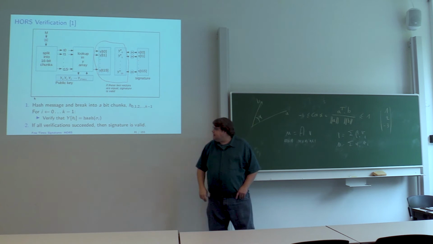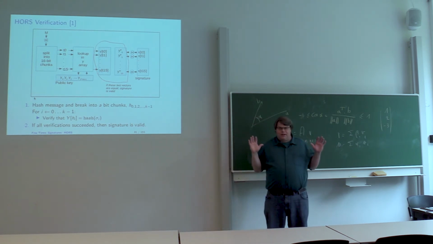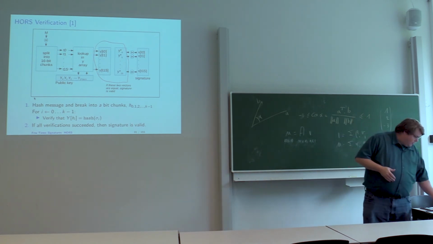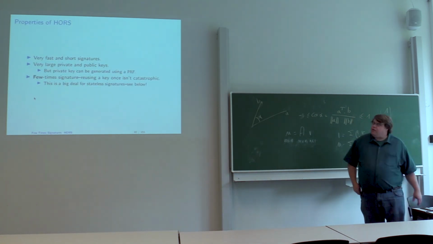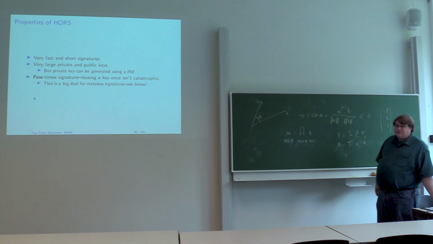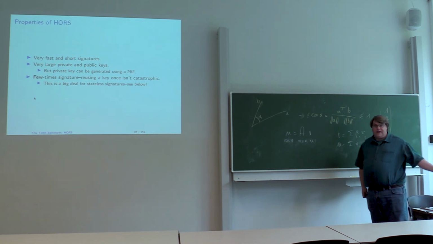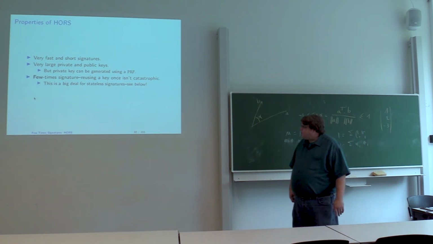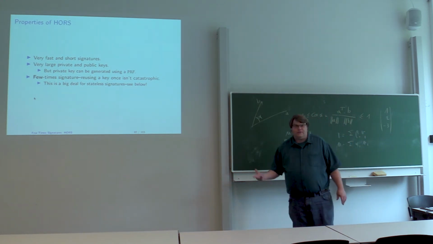Okay? And so is that fairly clear? Does that make sense? Okay. Nobody's completely scratching their head. So the cool thing is you get really fast, really short signatures here, right? 16 hashes is pretty good for a signature. And actually, you can reuse this a few times without a disaster.